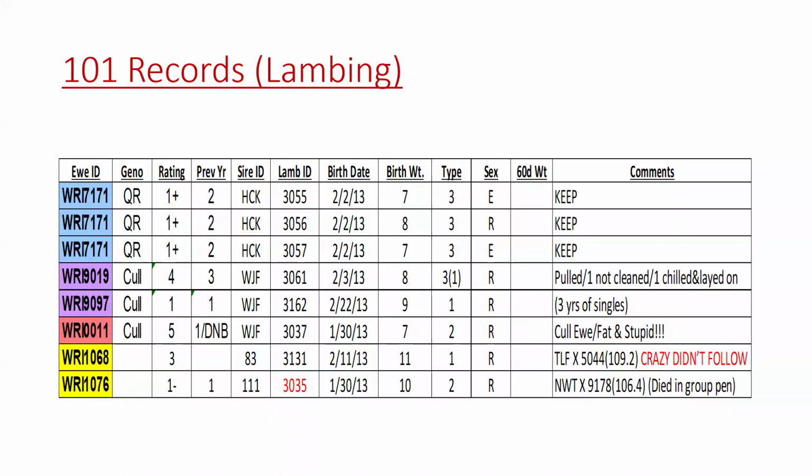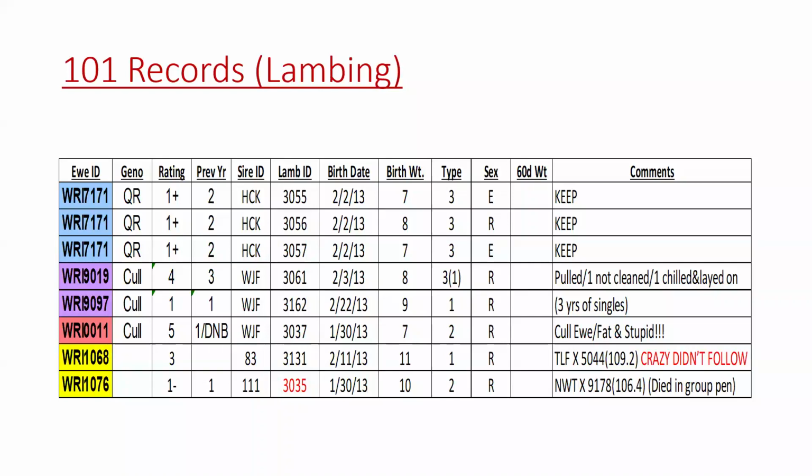Just taking a look at some of these notes over here, these are just some things that I pulled to show. This 9019U, she's definitely on the cull list. I had to pull a lamb. One of them she didn't clean, and one of them got chilled and she laid on it and it died. So out of a set of triplets, she's not faring too well. Maybe she's having 3 lambs, but she's certainly not doing a good job raising any of them. There's no need to keep her around.